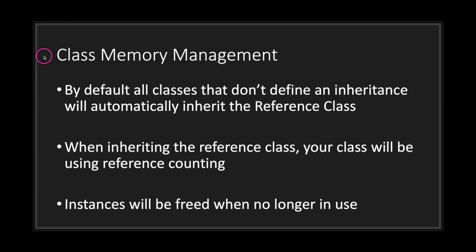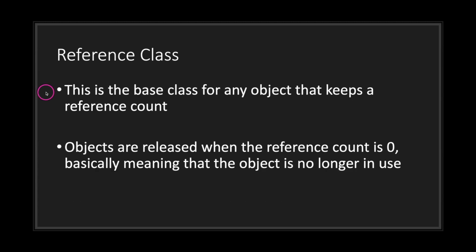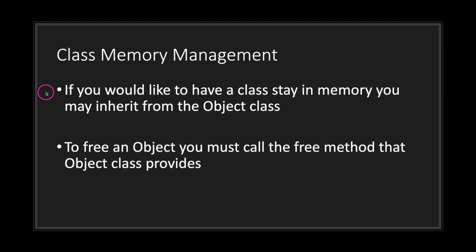Now, by default, all classes that don't define an inheritance will automatically inherit the Reference class. When inheriting the Reference class, your class will be using reference counting. Basically, instances will be freed when no longer in use. The global Reference class is the base class for any object that keeps a reference count. Objects are released from memory when the reference count is zero, basically meaning that the object is no longer in use. If you would like to have a class stay in memory, you may inherit from the Object class.